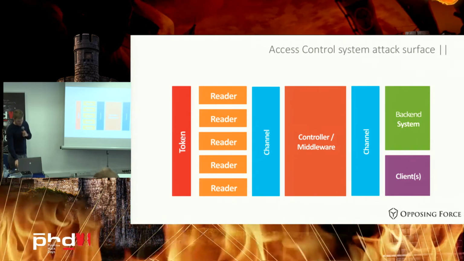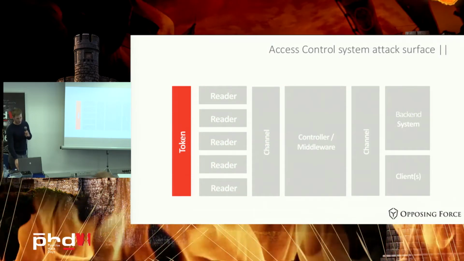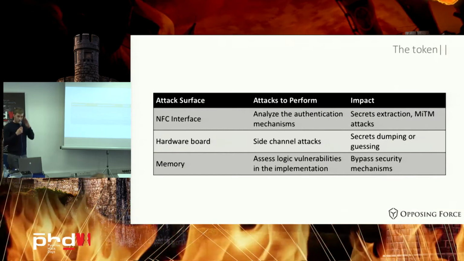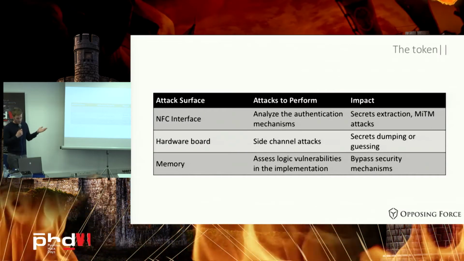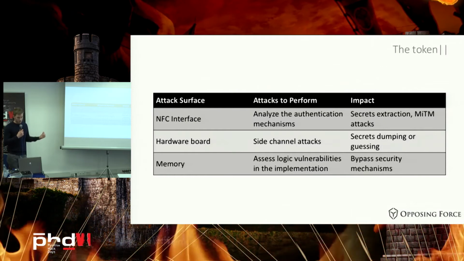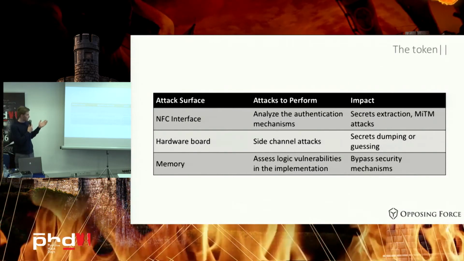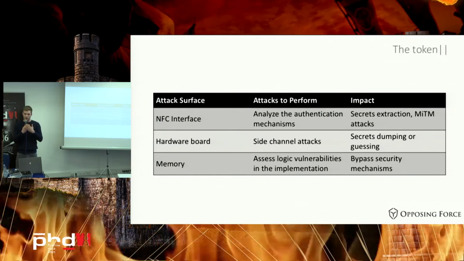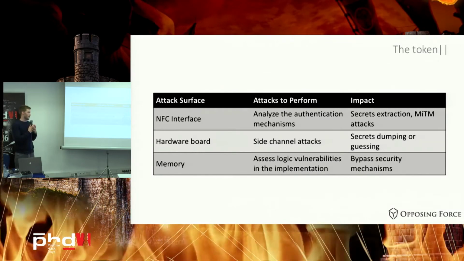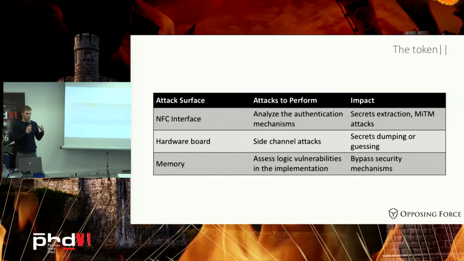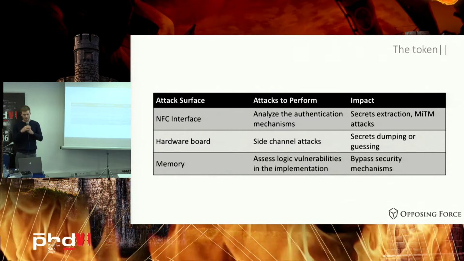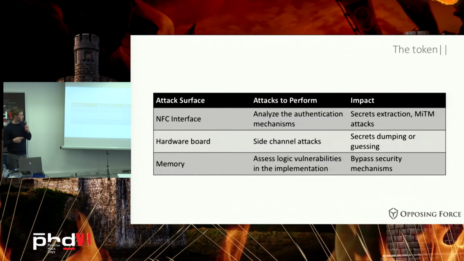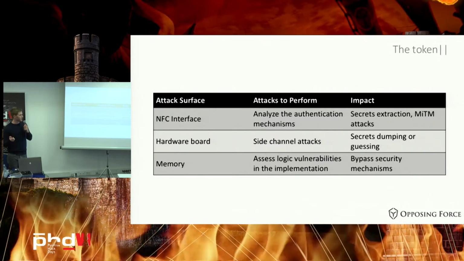And for pen testing the schema, let's start with the token. What are the characteristics we are going to look for in the token? The attack surface of the token is composed of the NFC interface, the hardware board, and the memory. In the NFC interface, we can analyze the authentication mechanism, and for doing that, we can sniff the authentication, like with the Hydra NFC or the Chameleon or the Proxmark, and try to see if something is wrong. We can also try to look at the papers online.